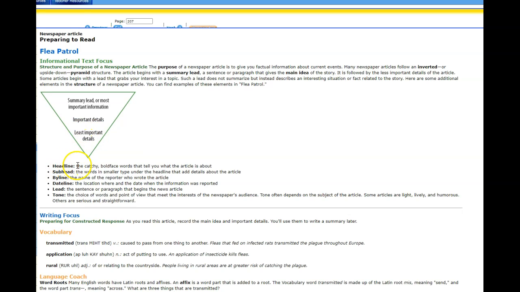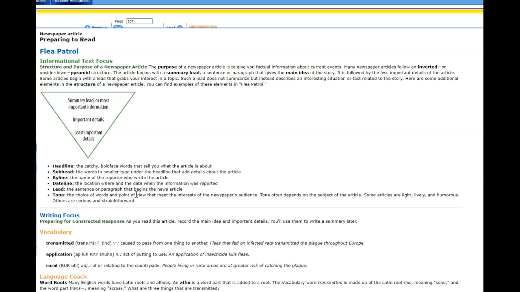So the headline is the catchy, bold-faced words that tell you what the article is about. Subhead. The words in smaller type under the headline that add details about the article. Byline. The name of the reporter who wrote the article. Dateline. The location where and the date when the information was reported. Lead. The sentence or paragraph that begins the news article. Tone. The choice of words and point of view that meets the interest of the newspaper's audience.